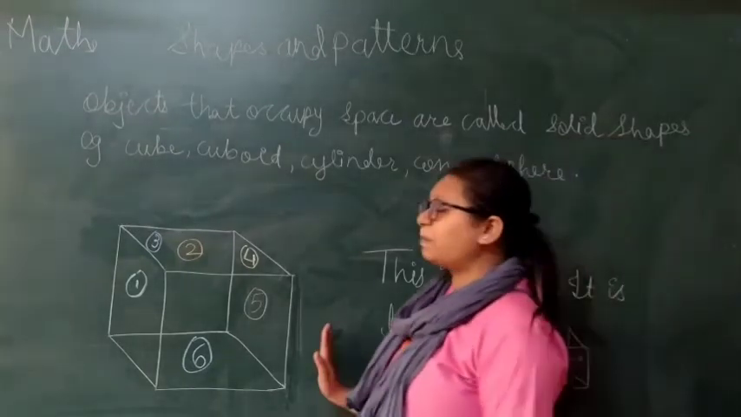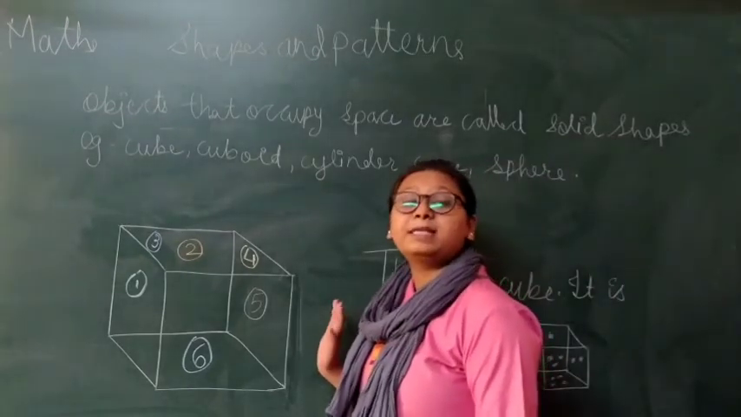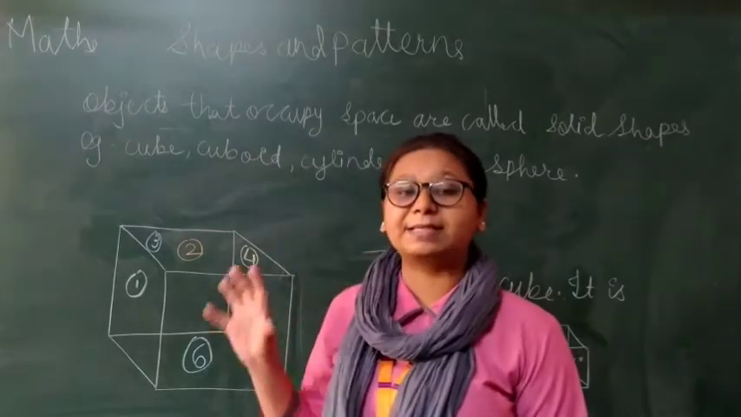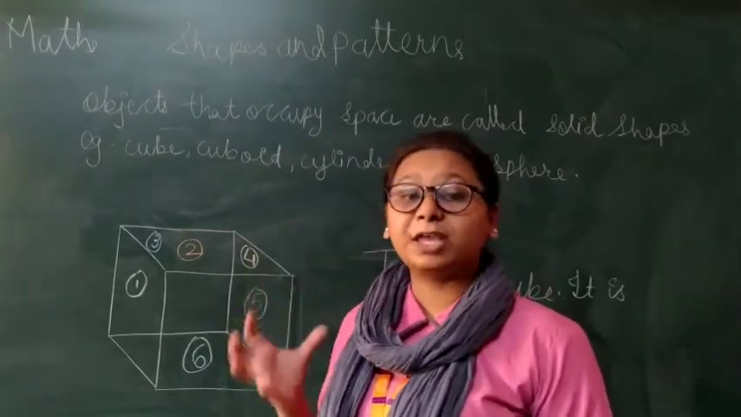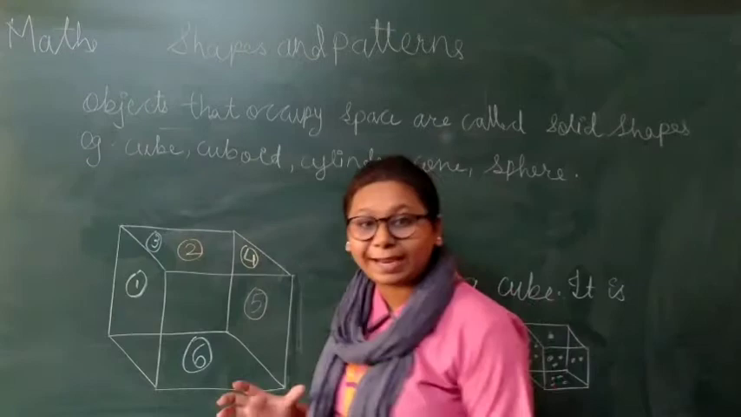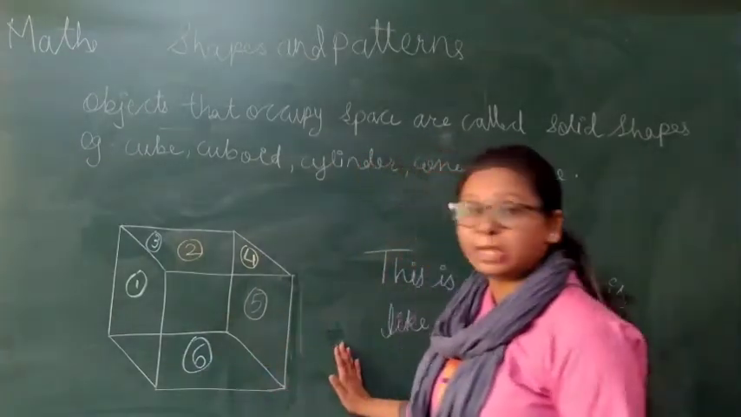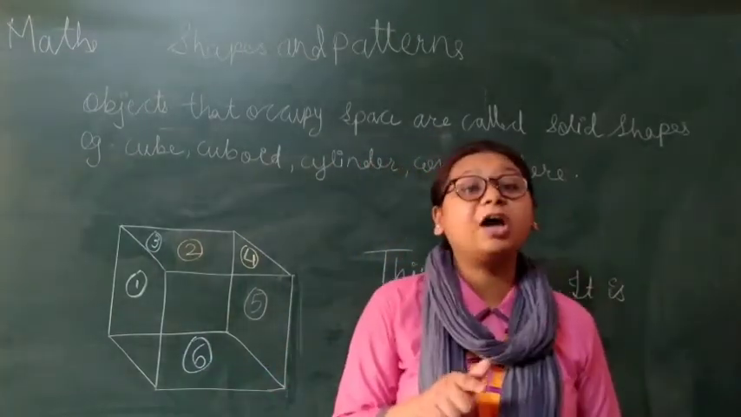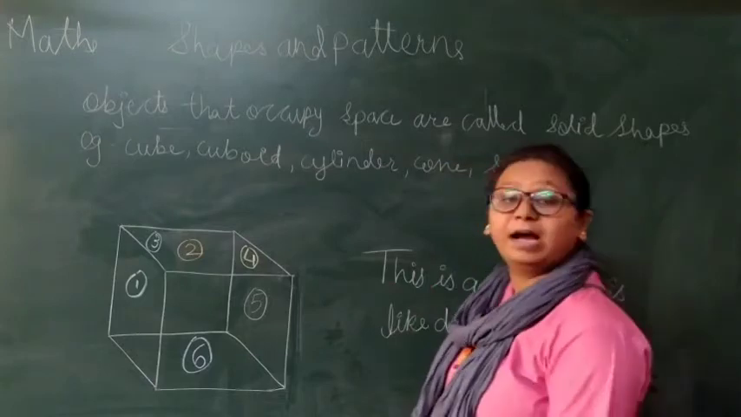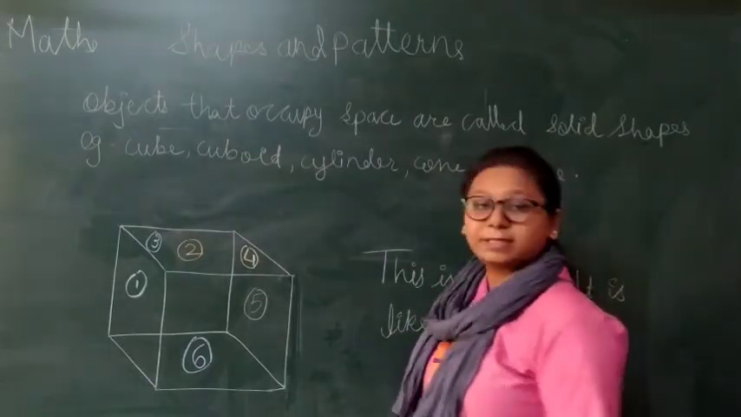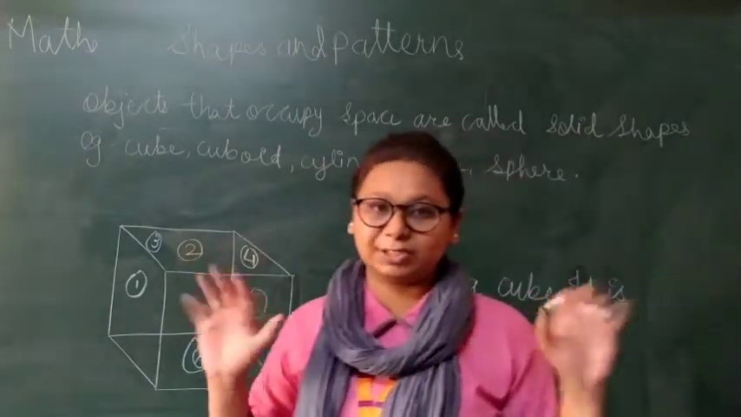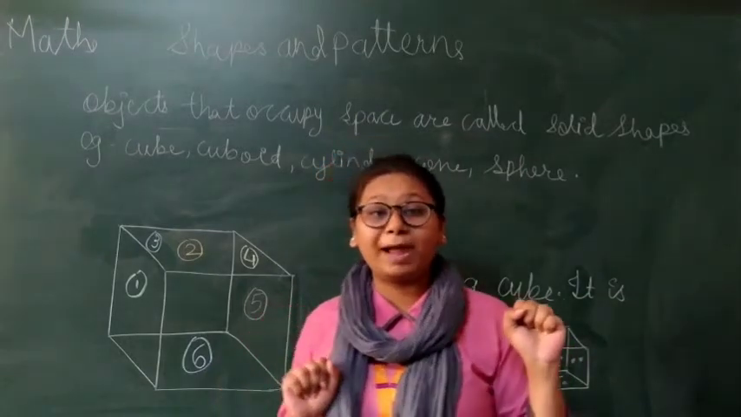Now students, this picture you see over here is a picture of a cube, okay? What is a cube? A cube is a solid shape. Now students, a cube has 6 sides, okay? How many sides does a cube have?